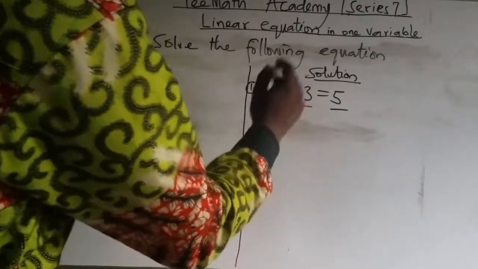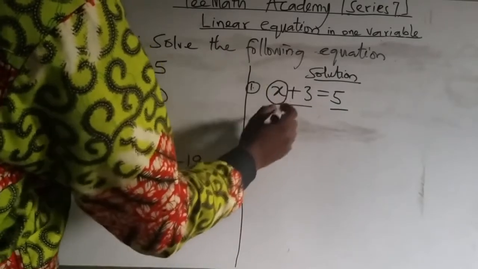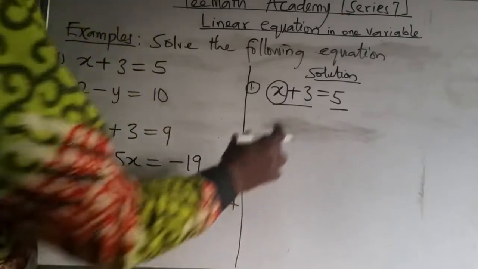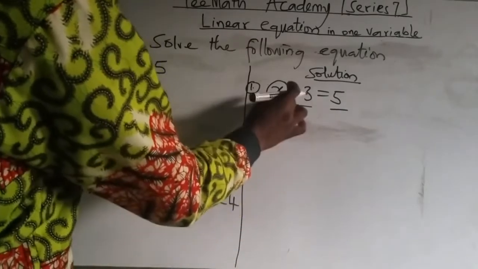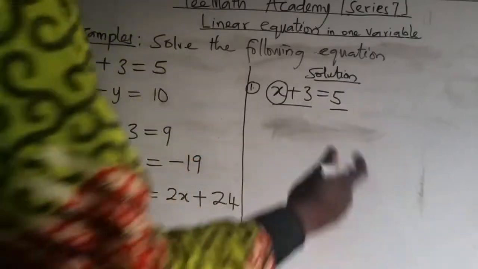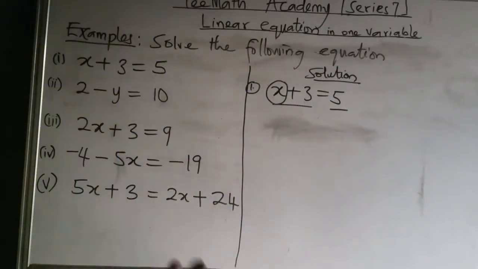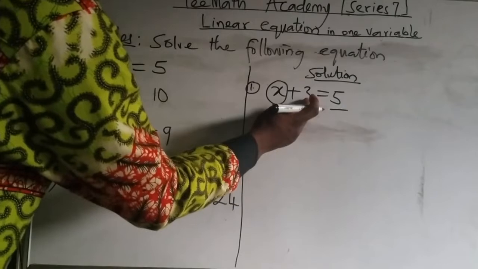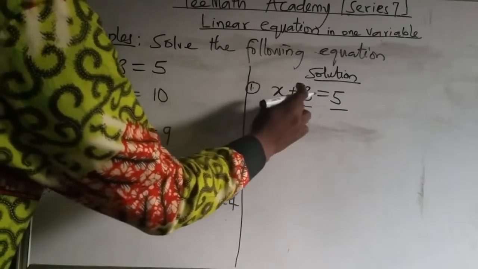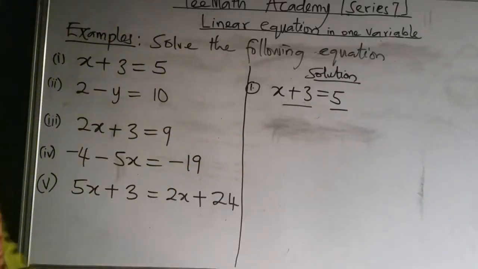So what you need to do is that, since I'm looking for this letter x, this letter needs to stay alone on one side. Which side? Let me say here. So this x must stay alone on this side, and the numbers must stay on the other side. They cannot be together. Now this number is staying with this letter. So what do you do? Send the number to the other side to meet the other number. That's what you have to do.